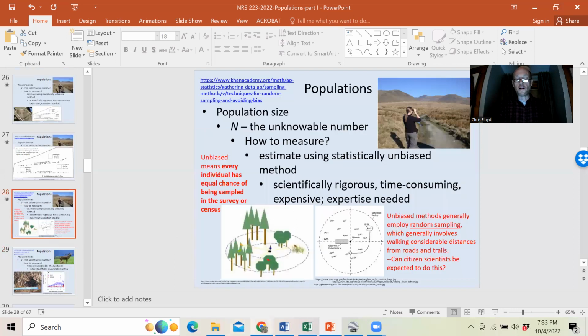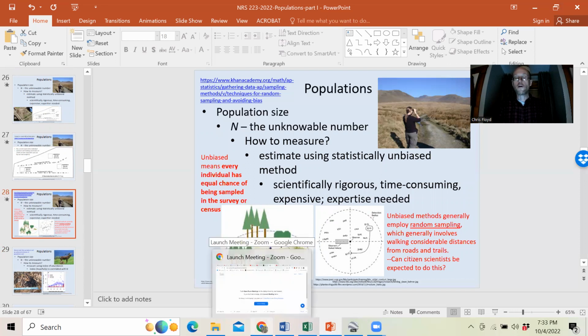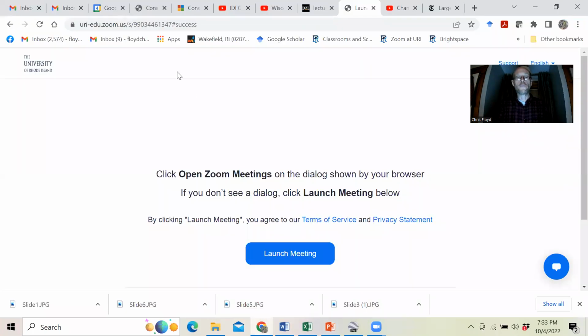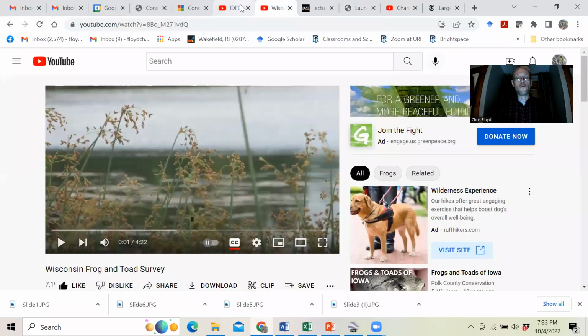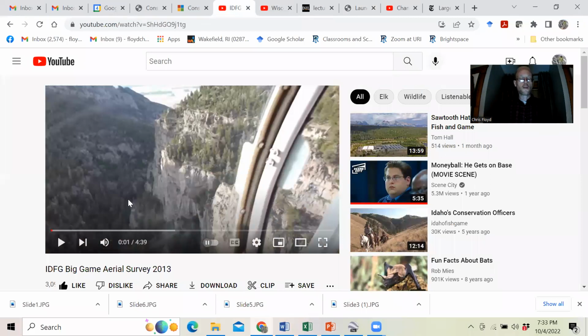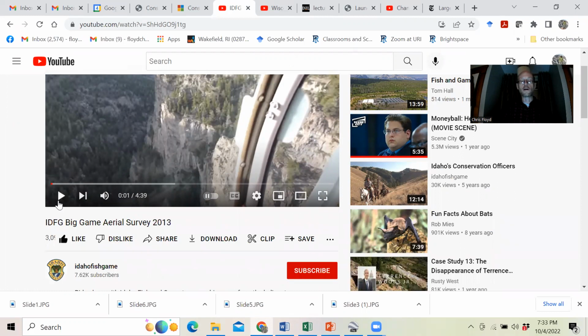I should say, here's the reality. I think this video shows the reality of trying to estimate population size. First of all, you have to actually be able to see the individuals you're trying to count. Here's an example in the Western United States. It's very topographically complex: mountains, valleys, canyons. This is the Idaho Fish and Game Big Game Aerial Survey, so it would be bighorn sheep and elk. And this is a helicopter survey.